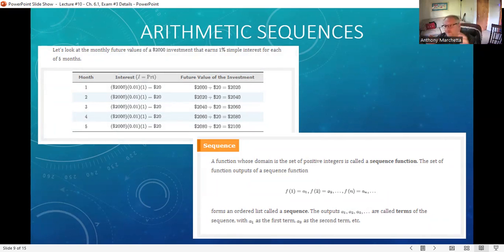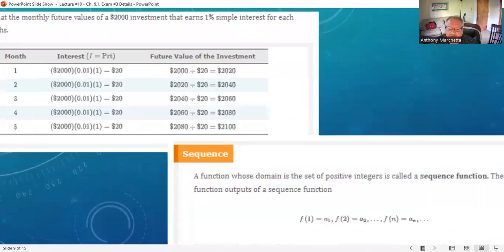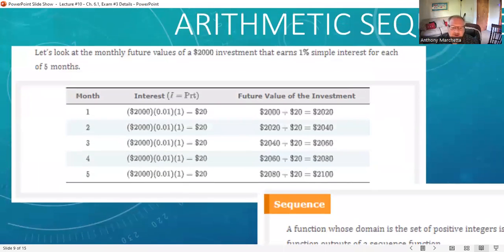So let's get started with the idea of $2,000 that you're going to invest, and you're going to earn 1% simple interest for each of 5 months. Take a look at the table over here on the left. I'm going to zoom in on it for us. At the beginning of month 1, you put 2,000 in, and we got 1% of it, which is only 20 bucks.